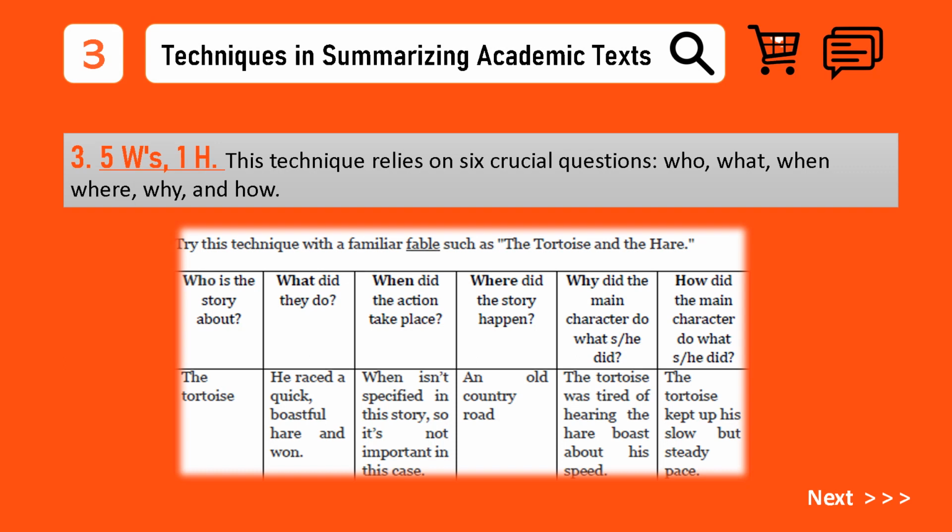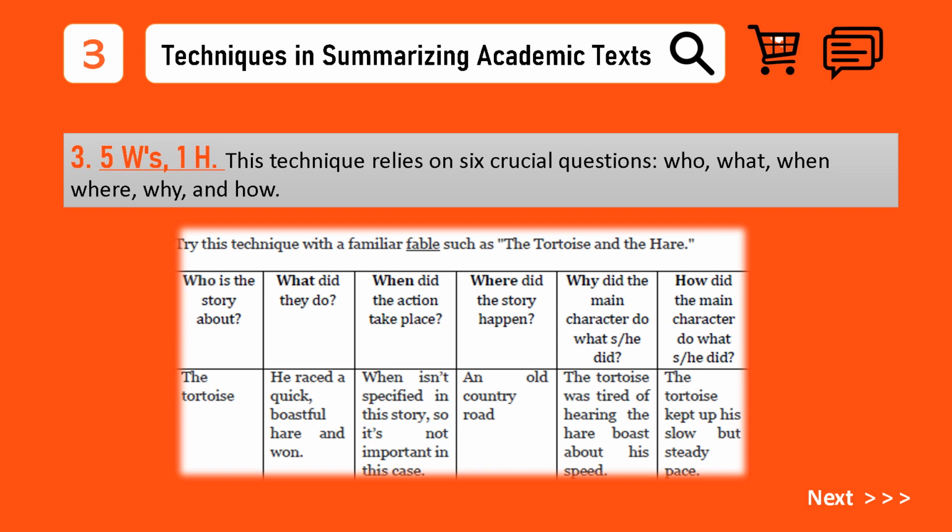The first W is for the question, who is the story about? In the fable above, it's about the tortoise. The second W is for the question, what did they do? In the story, he raced a quick, boastful hare and won over him. The third W is for the question, when did the action take place? Actually, in the story of the tortoise and the hare, the answer to this question was not clearly specified.